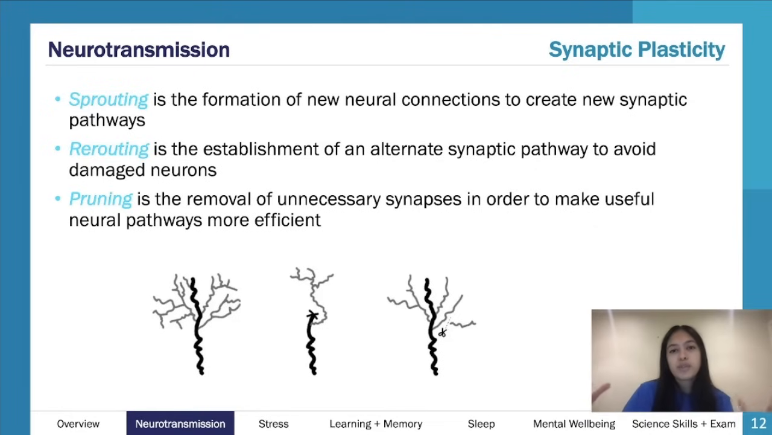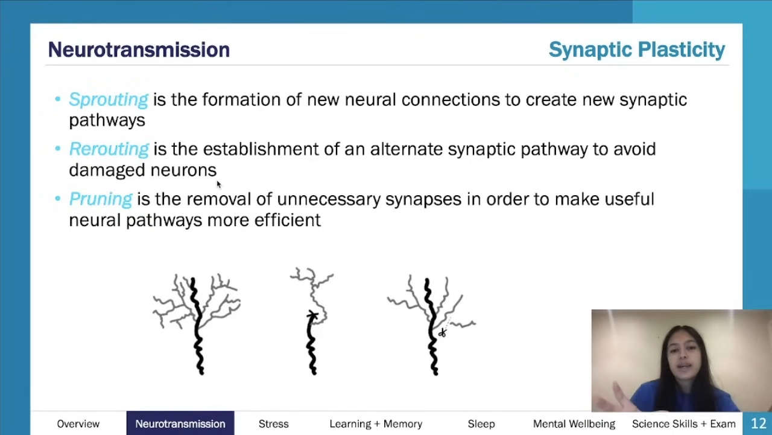Okay, so again, the processes long-term potentiation and long-term depression, you can talk about in the context of synaptic plasticity. The principle of plasticity, again very much in the name, is the brain's ability to change in response to different experiences, in response to learning. So again, these three terms are very much in the name. I'm probably going to say that a lot throughout this lecture. But sprouting, as in this little diagram on the left, is forming new neural connections, creating new neural pathways. If a neuron is sprouting, the dendrites are branching out a little bit more.